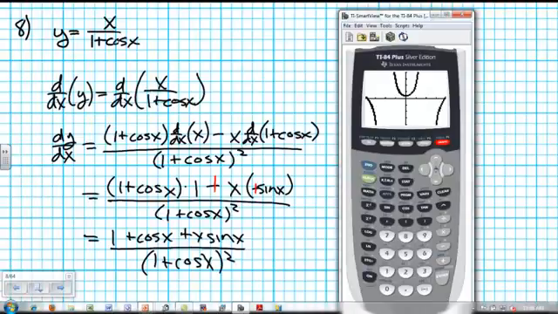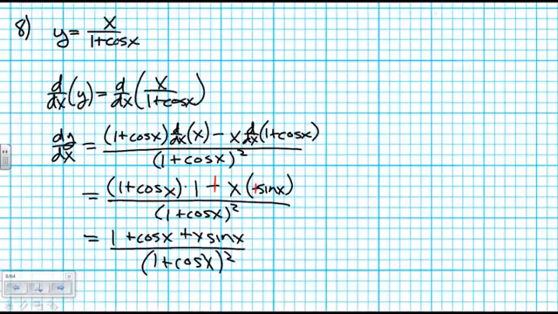All right. Let's put the calculator away, and let's get on to problem number 9. Problem number 9. I've got y is equal to cotangent of x over 1 plus cotangent of x. Let's take the derivative of both sides. Let's use our best notation.